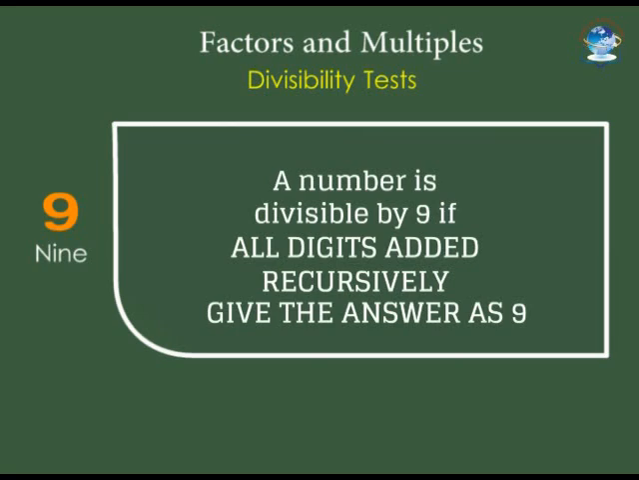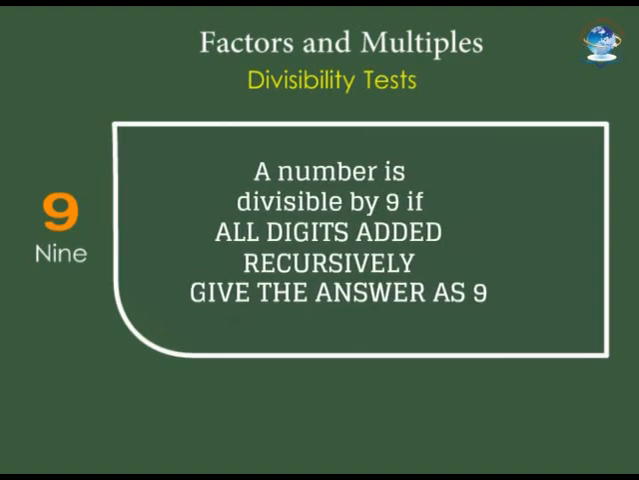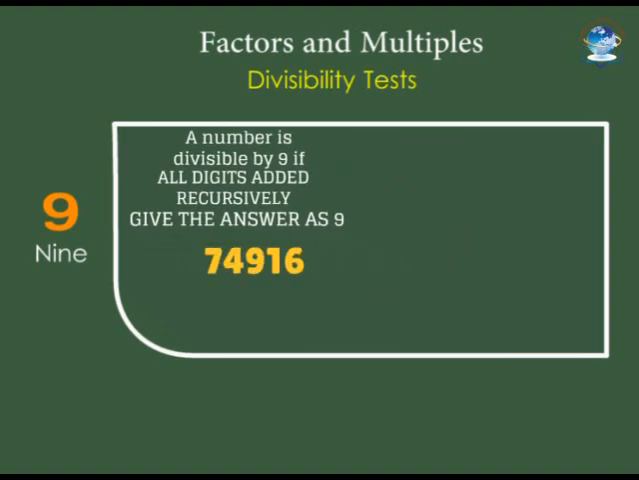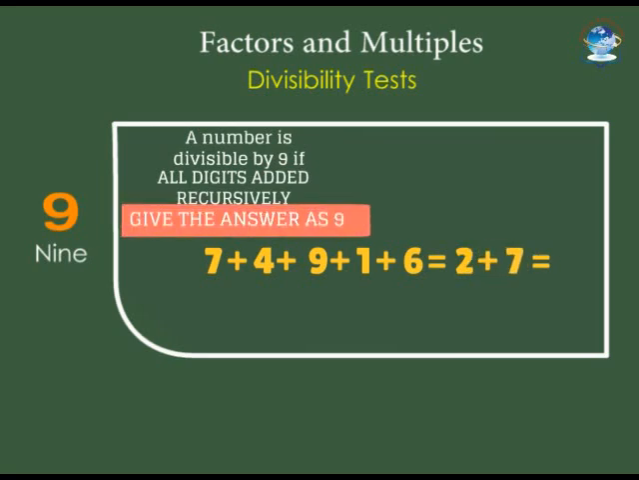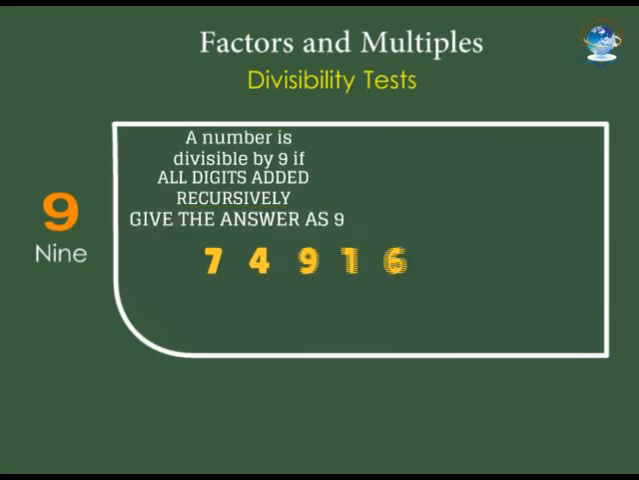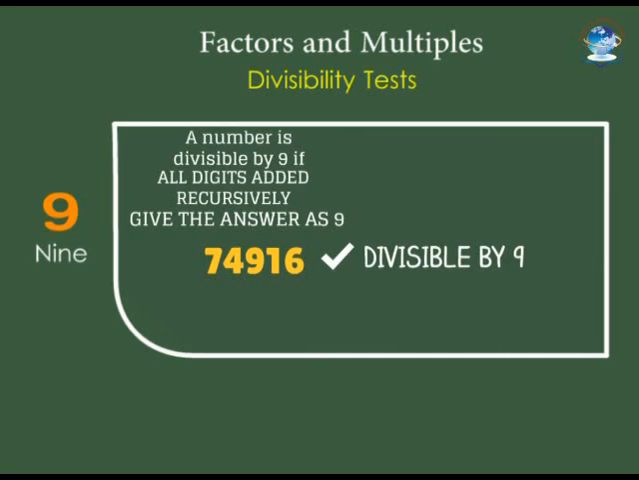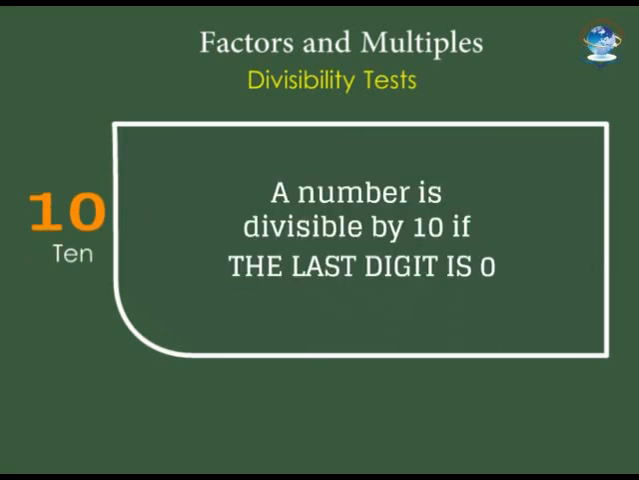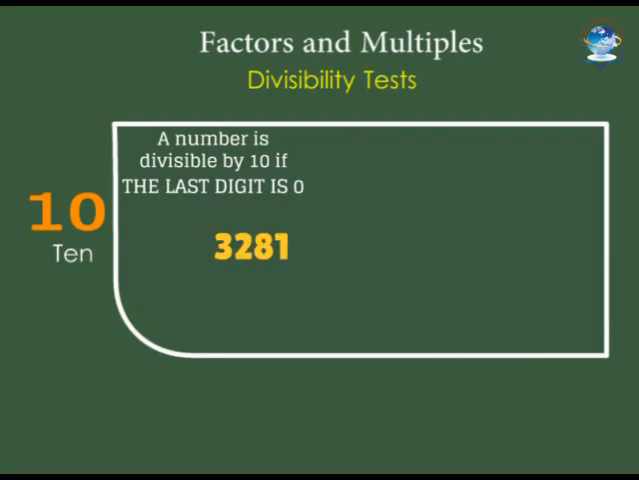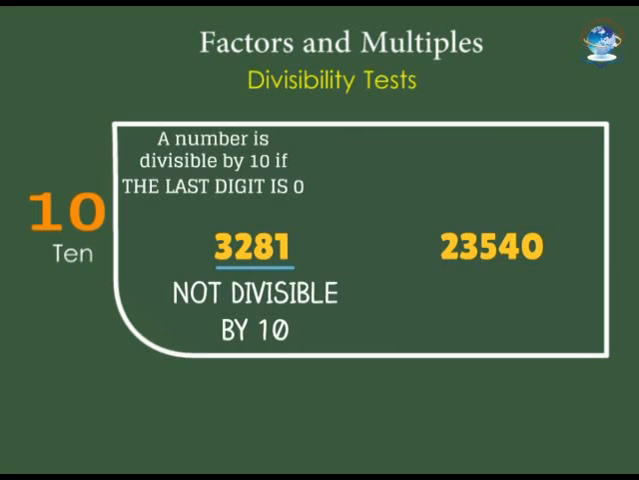A number is divisible by 9 if all the digits added recursively give the answer as 9. Take 74,916 for instance. The sum of its digits is 27. Now add 2 and 7 and you get 9. And so 74,916 is divisible by 9. A number is divisible by 10 if the last digit is 0. 3,281 is not divisible by 10, but 23,540 is divisible by 10.